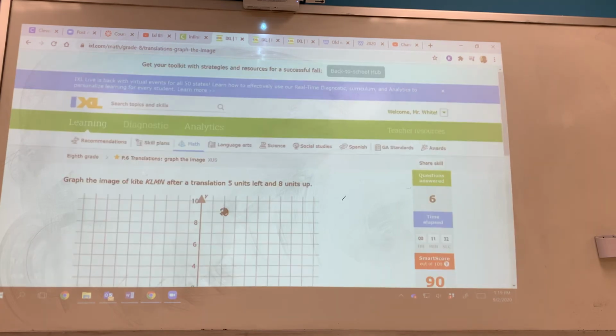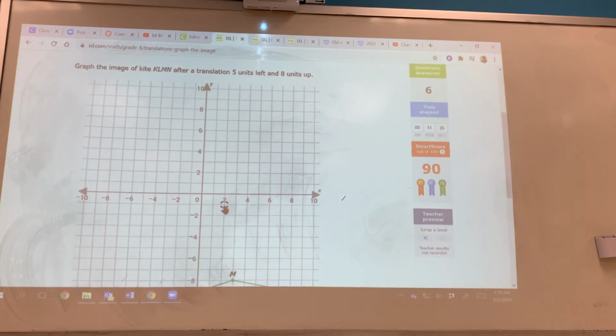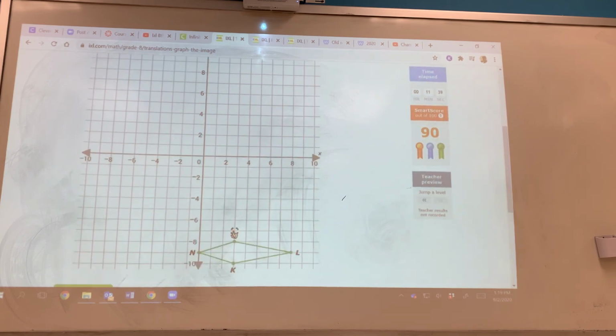Challenge zone here. So they want us to graph that by moving 5 left and 8 up. 5 left. 1, 2, 3, 4, 5. 1, 2, 3, 4, 5, 6, 7, 8. And we'll go to N. 1, 2, 3. Oops, hold on, sorry. 1, 2, 3, 4, 5, and then 8 places up. 1, 2, 3, 4, 5, 6, 7, 8.